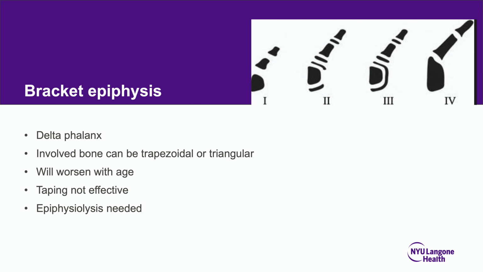Brachymesophalangy with a delta phalanx, or longitudinal bracketed epiphysis, is evidenced by a delta phalanx, which can sometimes be very hard to pick up on initial x-rays. Children will often come in for concerns of a curly toe or a toe that is unsightly. The involved bone can be trapezoidal or triangular, and that's important to notice so you don't miss this because it will worsen with age. Taping and non-operative interventions are often not effective, and epiphysiolysis is needed in order to completely correct it.